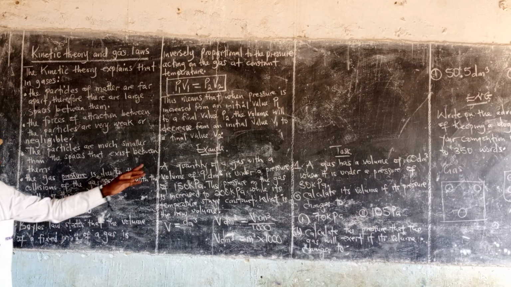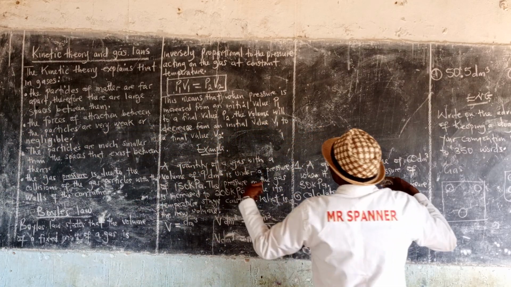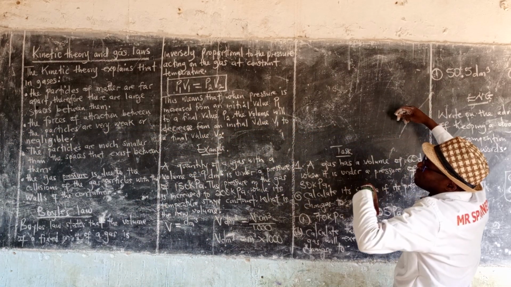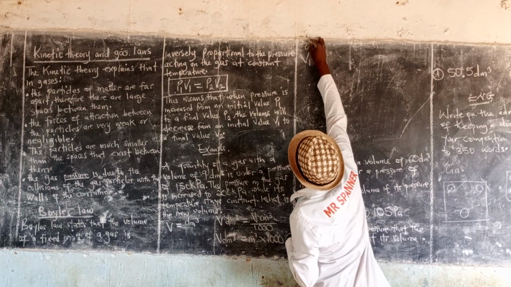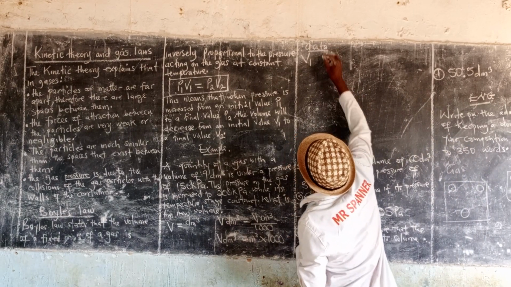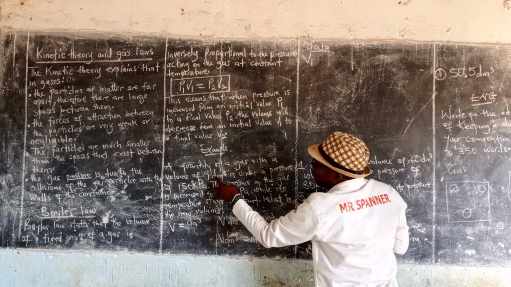Now let's look at the question. A quantity of a gas with a volume of this. So the volume that you are given per phase is what? The initial. So V1. Let's write the data there. V1, the quantity of a gas with a volume of 9.